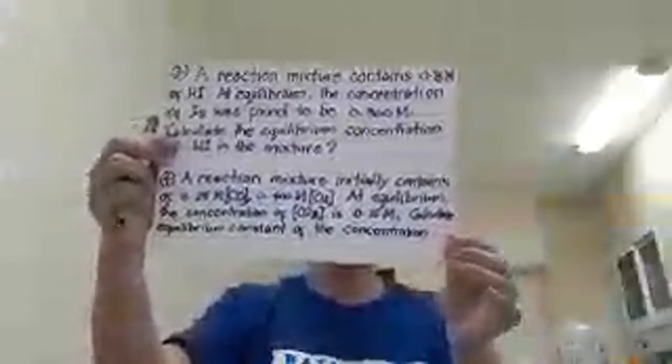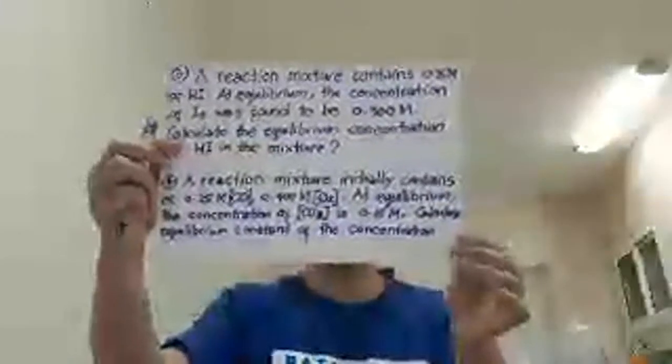Okay, we need to follow again the ICE method. Going back to the reaction, 2CO plus oxygen gas is equal to 2CO2. Initial. So in this problem, there's an initial. Read it: a reaction mixture initially contains 0.25 molar of carbon monoxide and 0.40 molar of, what's this other one? Oxygen gas. So we have initial, right? So carbon monoxide is 0.25.